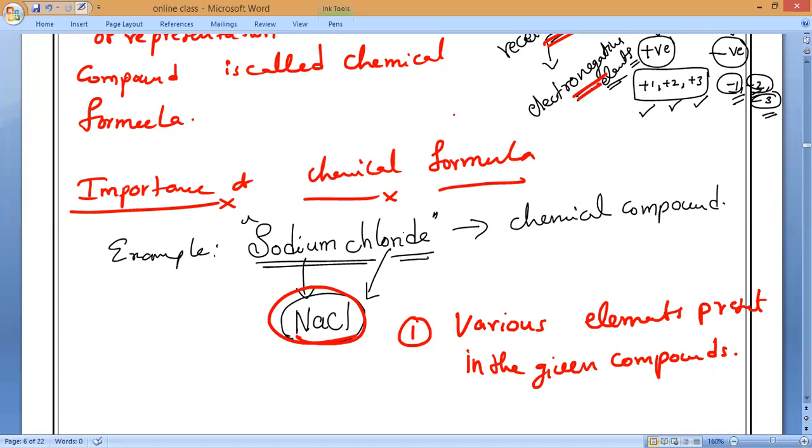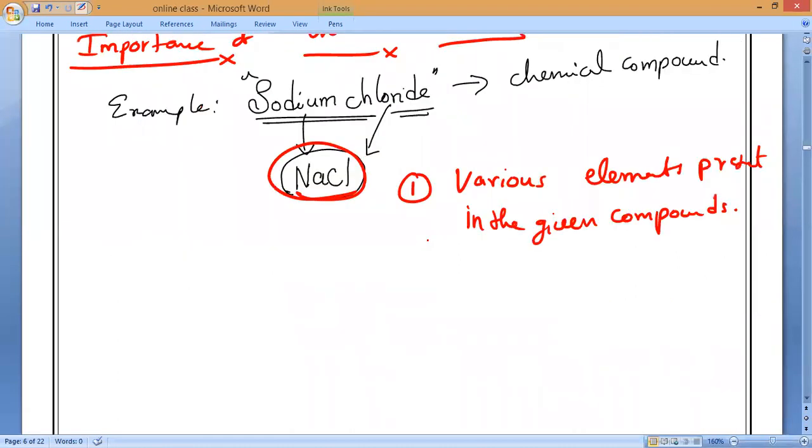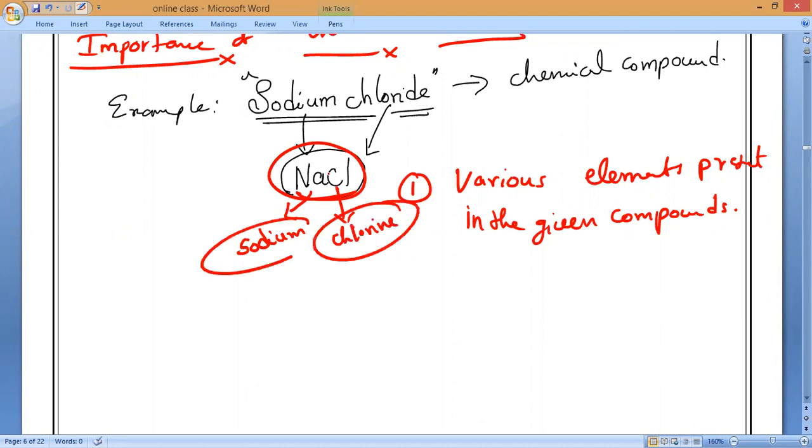Who are the elements present, Harini? Ashwin? What are the elements present? One is sodium and another one is what? Chlorine. So I can identify the elements which are present in the given compound when I write the chemical formula. Next, the second one, relative number of different atoms.